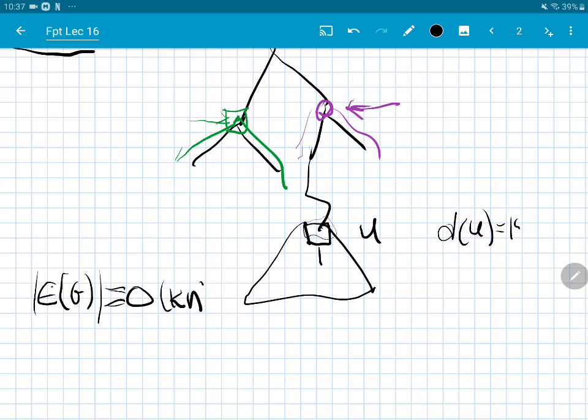Okay. So we got that we can compute the tree decomposition, approximately up to a factor of 3, in FPT time.